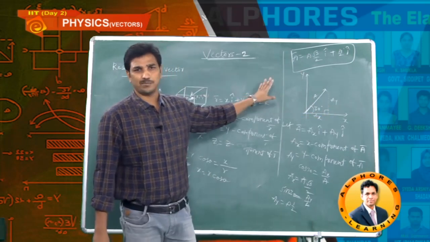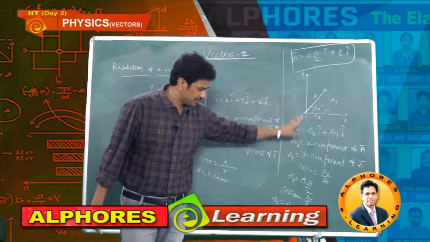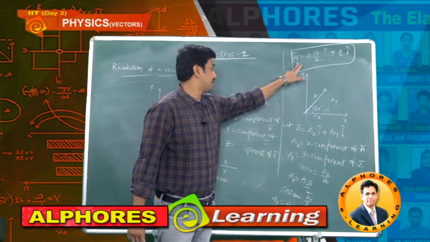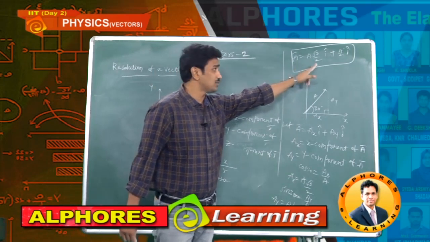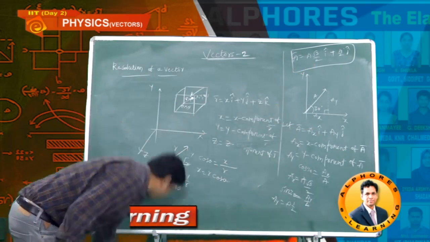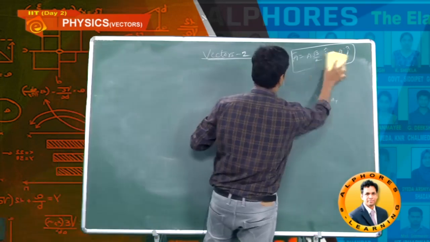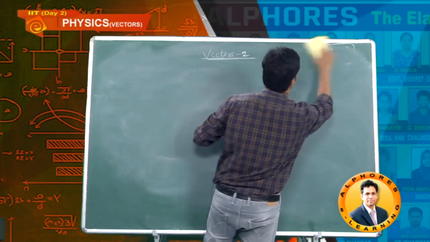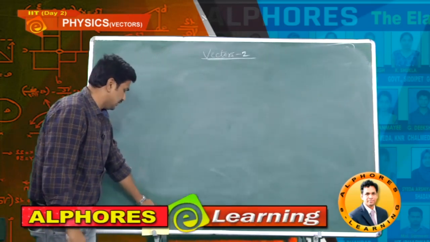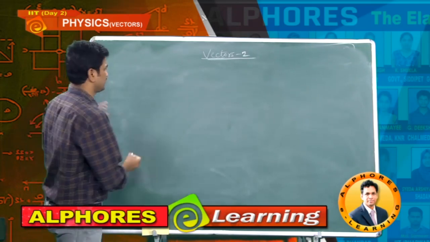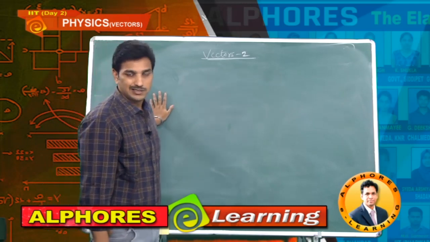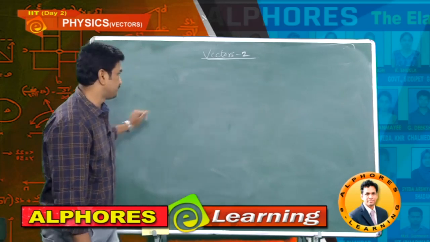Initially I don't know the vector, but after taking the help of this vector resolution concept, I got the value of A bar as root 3 by 2 i cap plus A by 2 j cap. I think you got the clarity about this. Some more: resolution of vector is very important for physics. In many problems or numericals in mechanics, we will use this vector resolution.